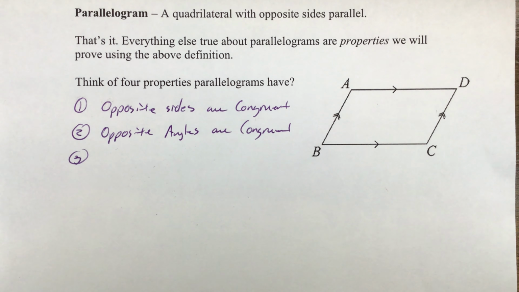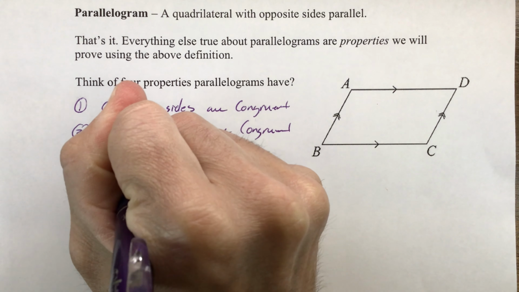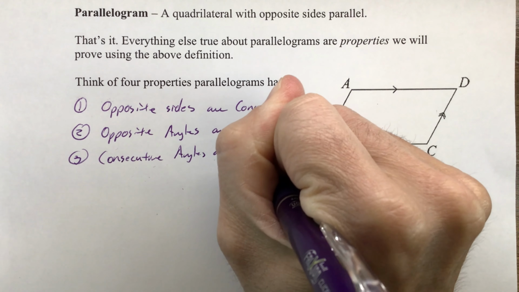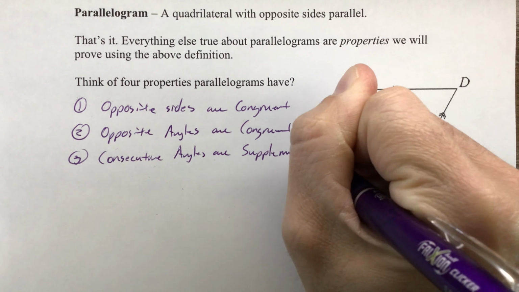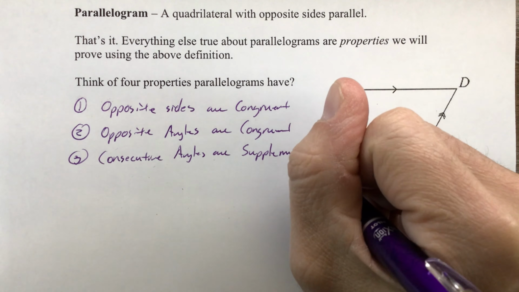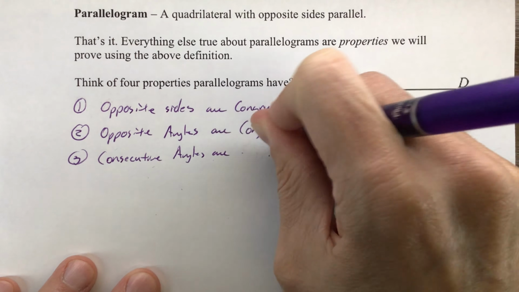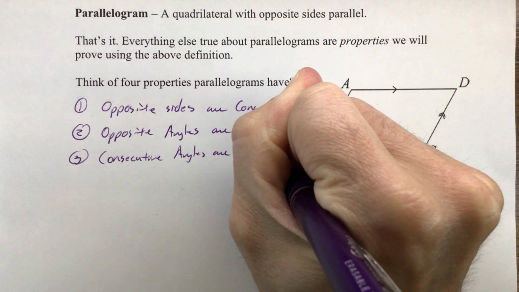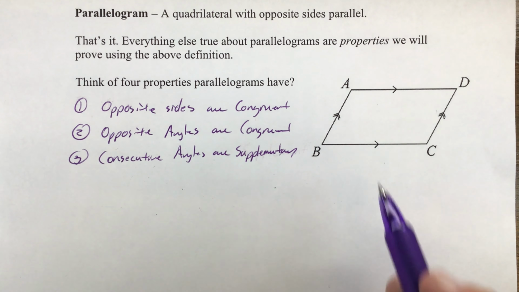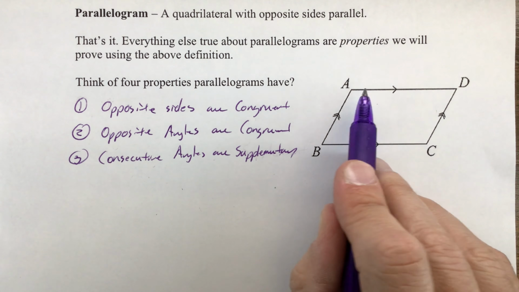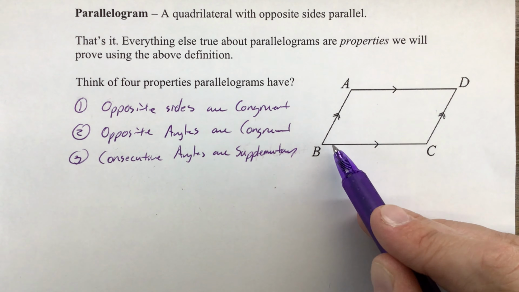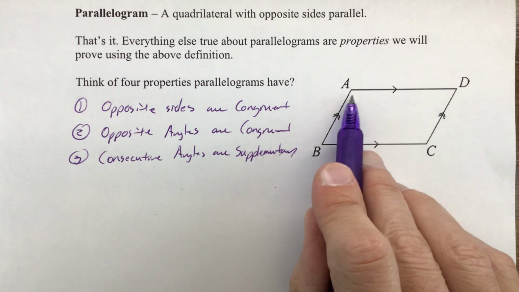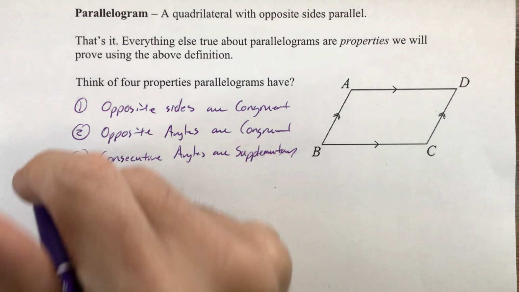The third property is that consecutive angles are supplementary. Oh, I ran out of space there. Let's scoot that over just a little bit. They are supplementary. There we go. For example, A and B are going to add up to 180, and A and D are going to add up to 180. Of course, if B is the same size as D, then that would probably make sense that if these are supplementary, then these would also be supplementary. But we got to prove all these things.